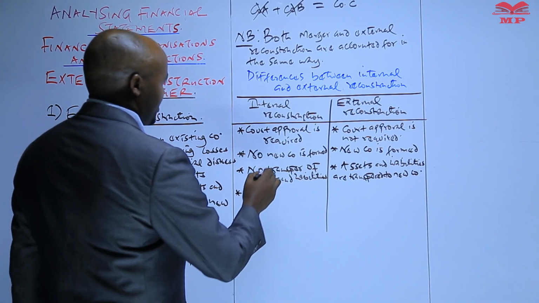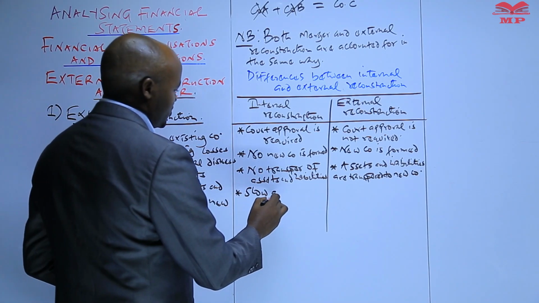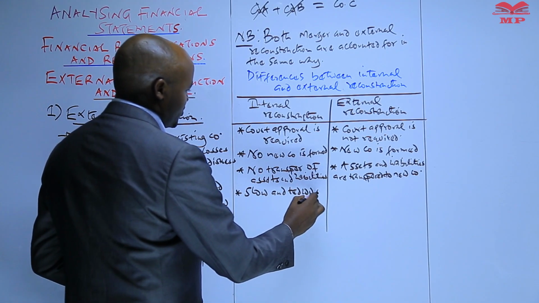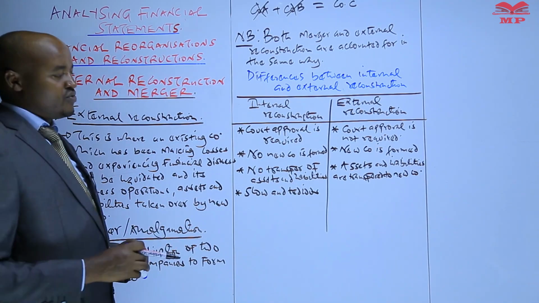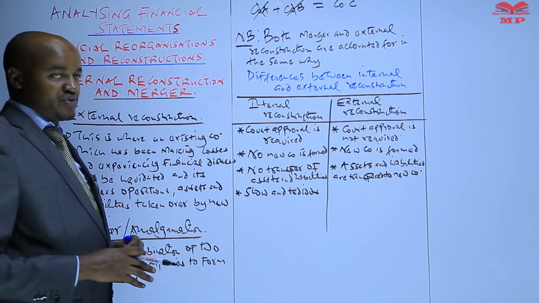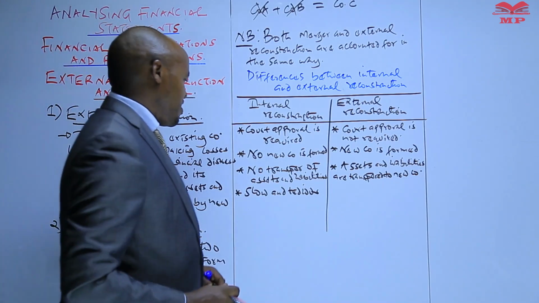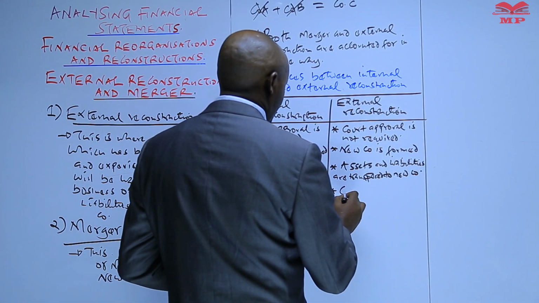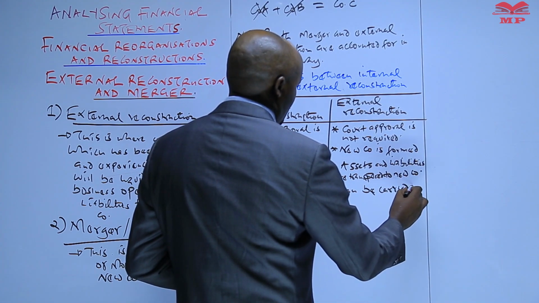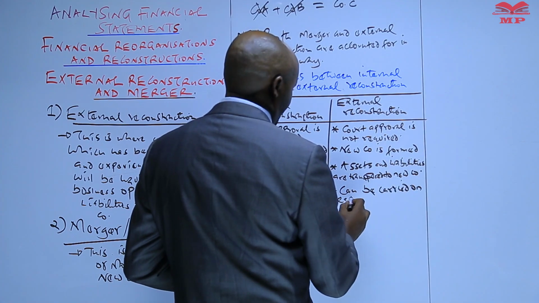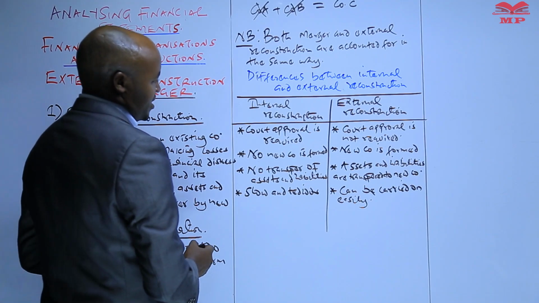And then the other difference is in terms of how internal reconstruction is undertaken. This is a little bit slow and tedious because the company needs to get the approval of the shareholders and the approval of the court. That process becomes slow because of all those approvals. But external reconstruction can be carried out easily.